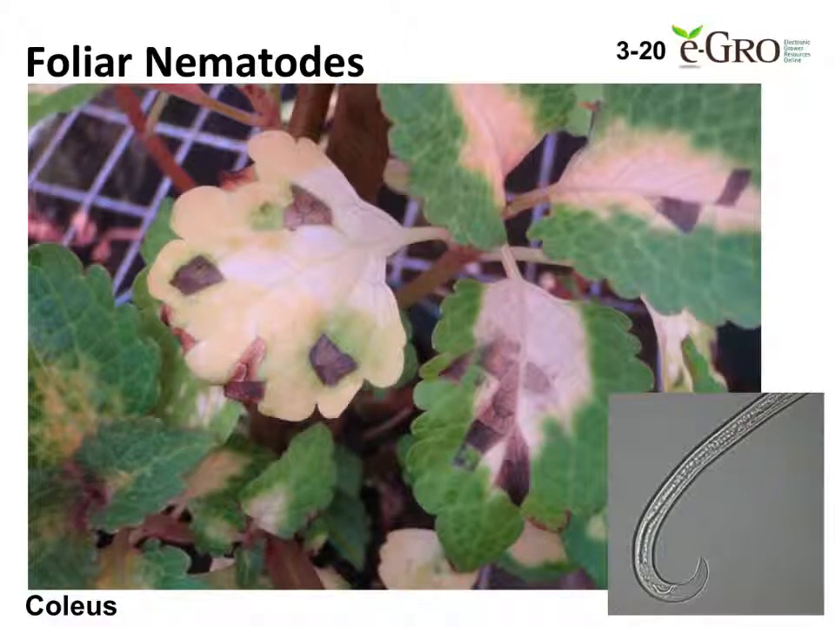Now here's an oddball. We ran into this last year at one grower, and this grower held back some stock plants. So what do we see there? We see necrotic areas, but look how angular that is. It's very blocky.